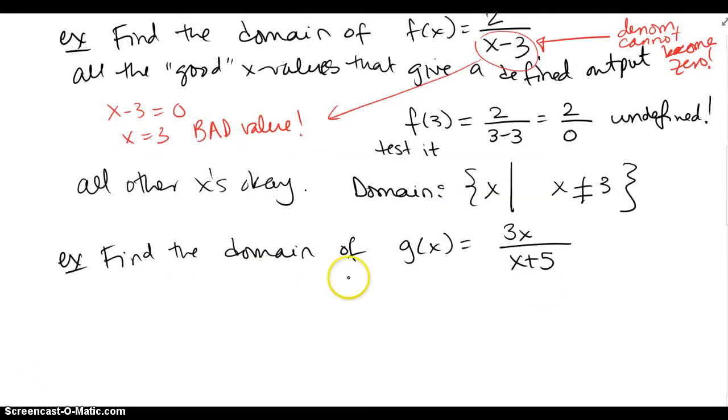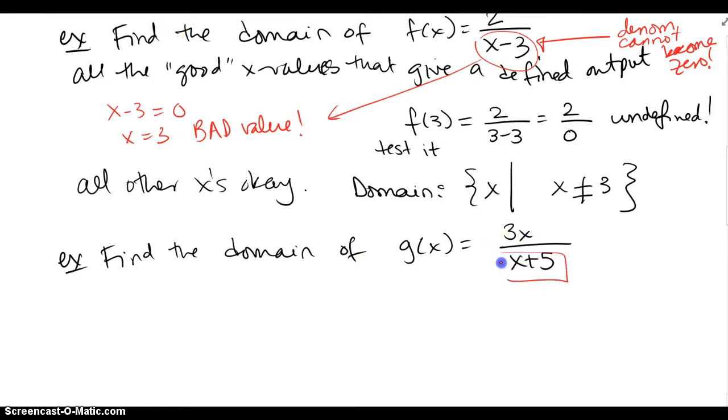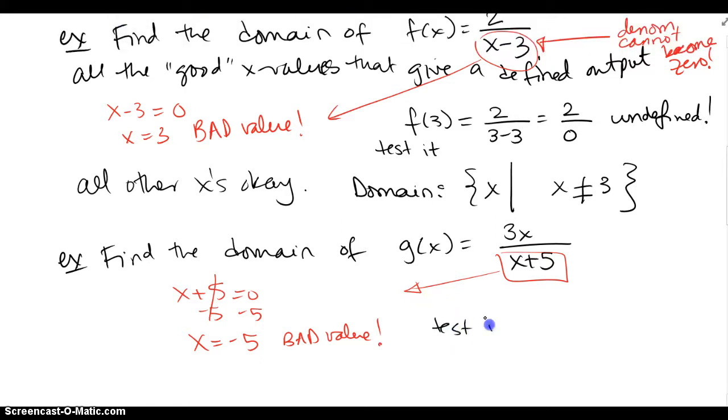Same question, find the domain of g of x. Well, again, g of x has a denominator, and my goal is to make sure this denominator doesn't become 0. So I say, what if it becomes equal to 0, and then I solve that little mini equation, and when I get this value, this is a bad value. So I have to exclude it. Again, if I want to test it, I can go ahead and test it out. You don't have to do it each time, but if I input negative 5, notice we already know we're going to get a 0 in the denominator, which is going to be undefined.